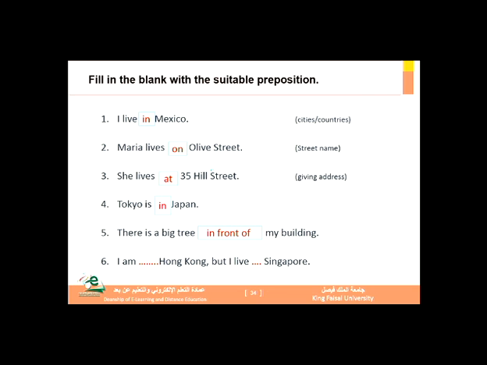Looking at question number 6, I am Hong Kong. I am from Hong Kong. I am from Syria. I am from Lebanon. I am from Saudi Arabia. So when you want to talk about your origin, where you came from, you use the preposition from. I am from Hong Kong, but I live Singapore. Now wait a minute, is Singapore the name of a city or a country, or is it the name of a street, or is it giving an address? Clearly, I live in Singapore, where Singapore is the name of the city.